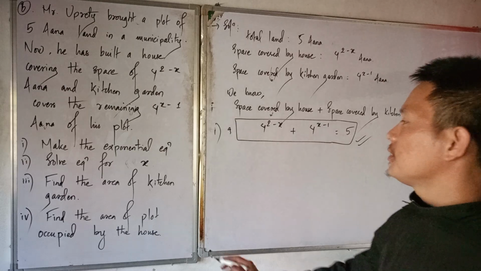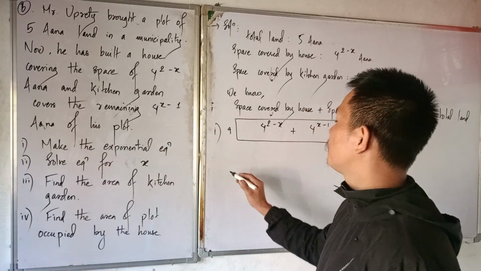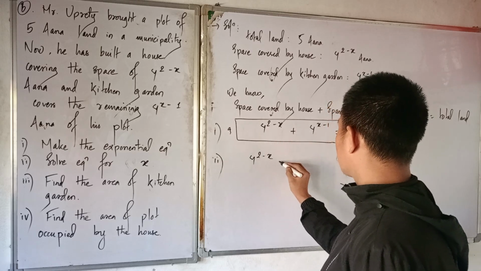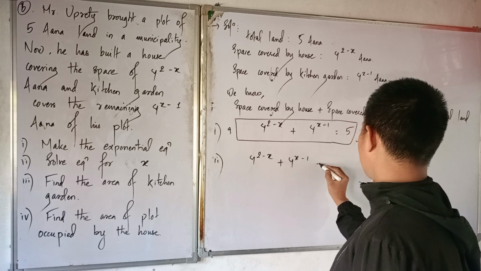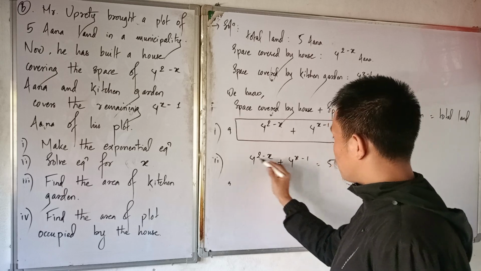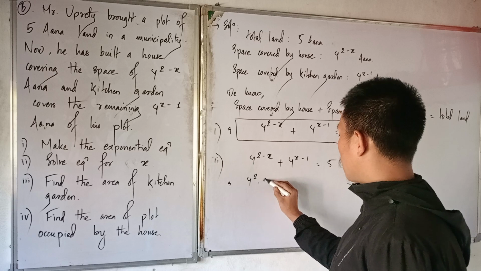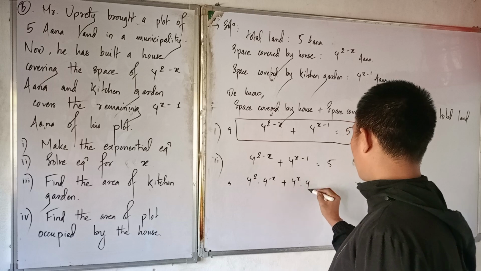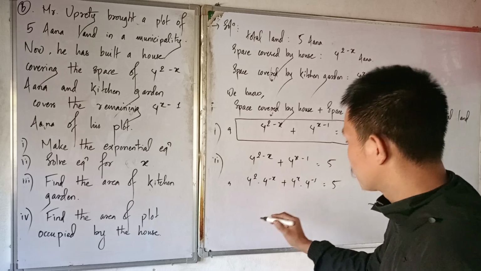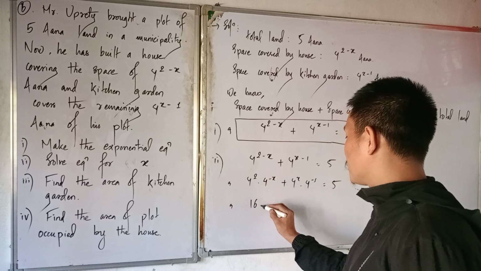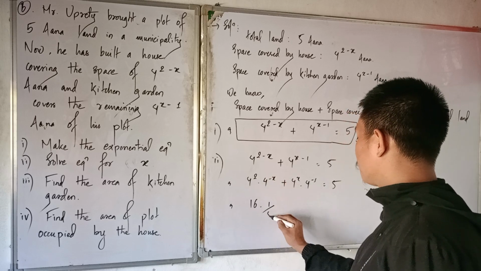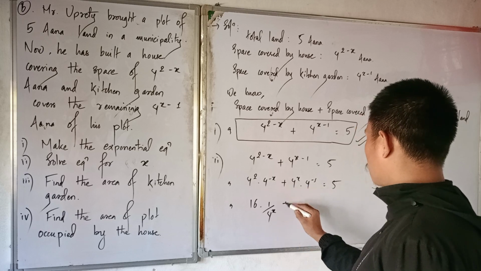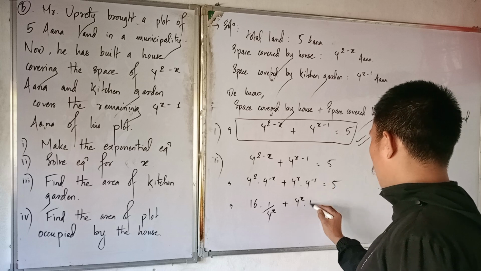Now for this second part, part II, solve the equation for x. You just solve this: 4 power 2 minus x plus 4 power x minus 1 is equal to 5. Break this down: 4 power 2, 4 power minus x, plus 4 power x, 4 power minus 1 is equal to 5. 4 power 2 is 16, 4 power minus x is 1 by 4 power x. Okay, this will be 4 power x, and this will be 1 by 4.